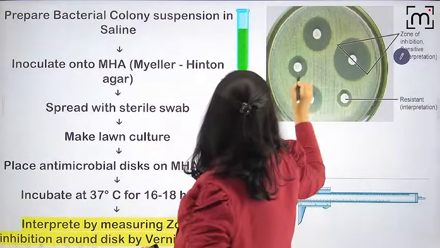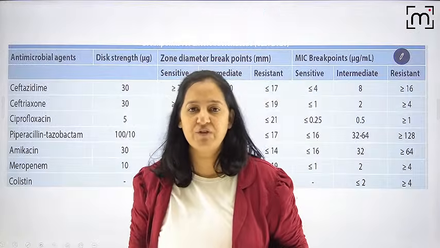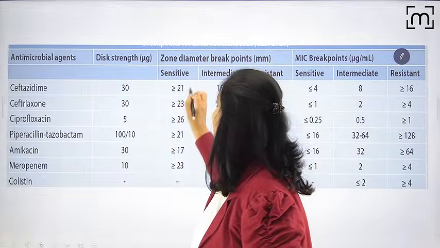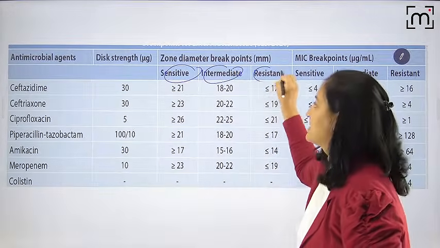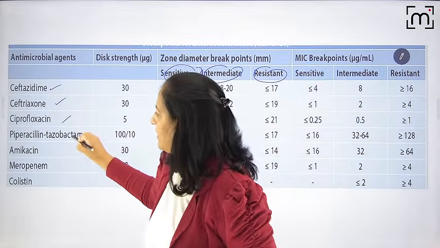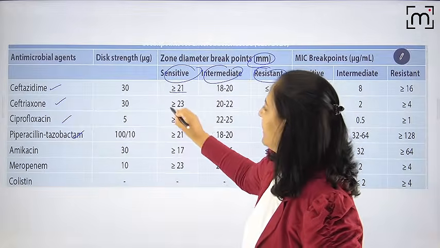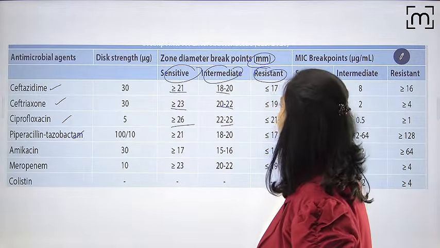So you have to basically measure the ZOI with the help of the vernier caliper, based on which we will decide whether the antibiotic is sensitive, intermediate or resistant. So WHO has given us a list: which antibiotic at what millimeter we say it is sensitive, intermediate, or resistant.